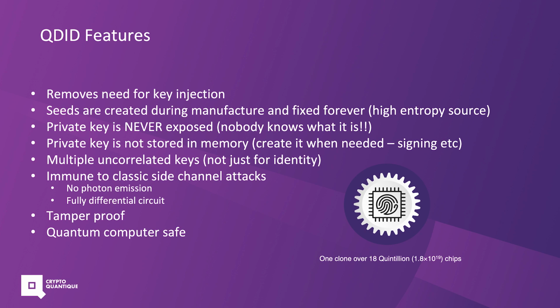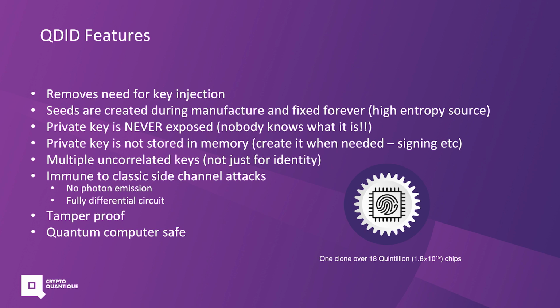Seeds are created during manufacture and they're fixed with some helper data. The private key is never exposed. It never leaves the chip unless you've got some rogue software that goes in behind the firewall, but it's protected from there. It's not stored, so we generate it when we need it. So it's not in NVRAM or in a flash device somewhere that someone can read it and reverse engineer it. We can have multiple uncorrelated keys, so you can use different keys for different parts of the process, for firmware, sign-in, for onboarding to cloud services, things like that.